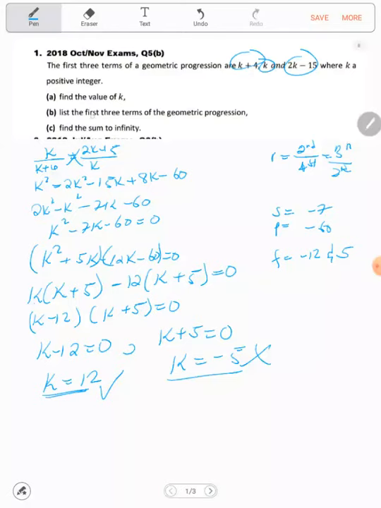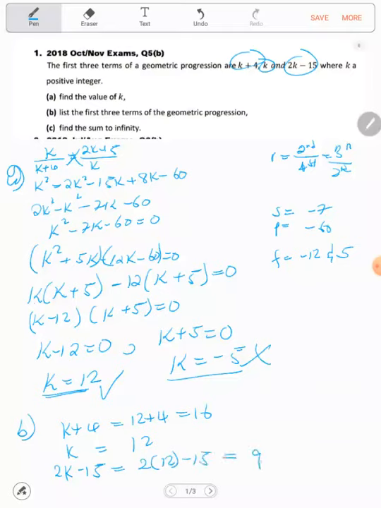Part B says list the first three terms. Now, this was our part A. Remember that we have k plus 4. This is the same as 12 plus 4, which gives me 16. Then k here is just 12. Then here we have 2k minus 15, which is the same as 2 times 12 minus 15, and this will give me 9. So my first three terms are actually 16, 12, and 9.